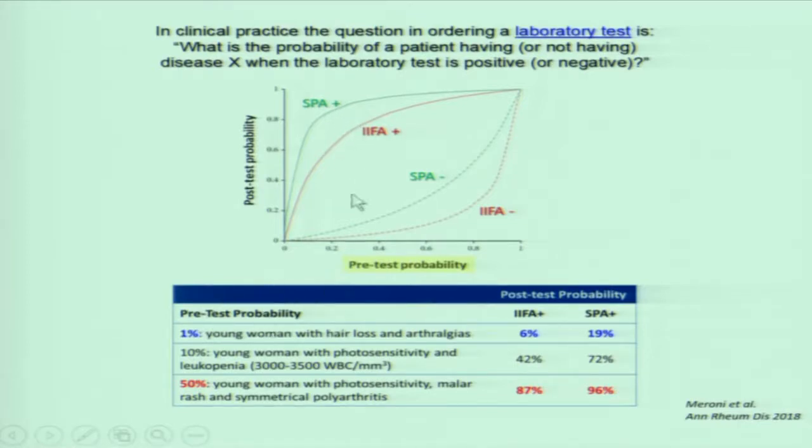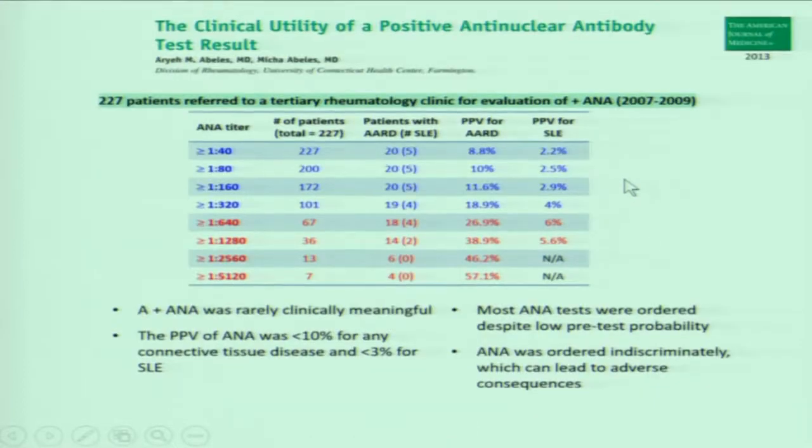But the pretest probability is extremely important either way. So if you start with a very low pretest probability, let's say a young woman with hair loss and arthralgia, very common manifestations in the population even without lupus, then your post-test probability is very, very low either way. If you go to a very high pretest probability, so the same woman now with photosensitivity, malar rash, and symmetrical polyarthritis, then your post-test probability after a positive ANA is very, very high. So it all depends on whom you order the test, okay? And that is very, very important.